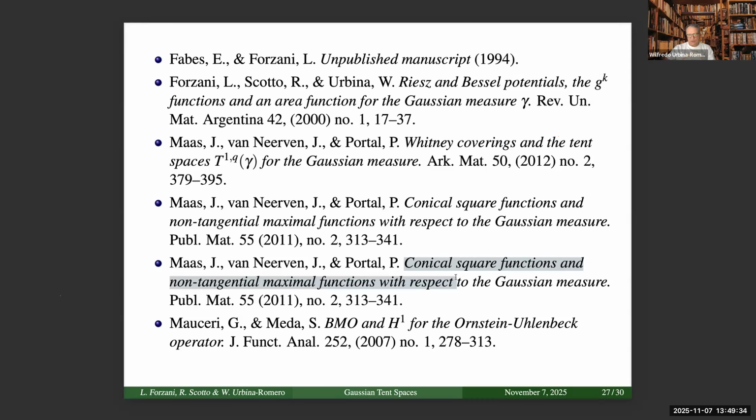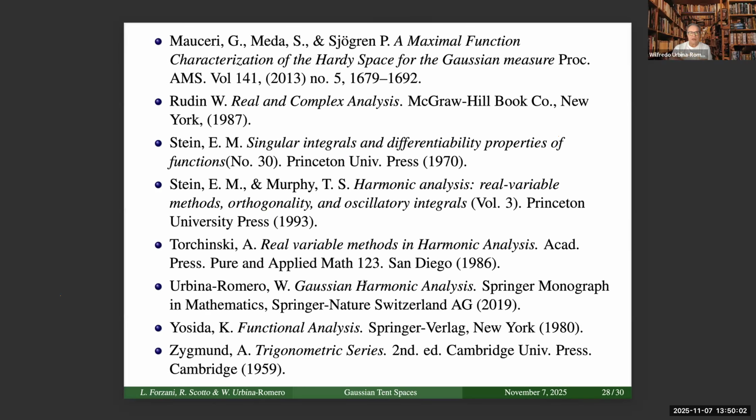The fact that the Gaussian measure is doubling over just the admissible balls is a result by Mauceri and Meda, two Italian mathematicians, where they studied the BMO and H1 spaces. And Mauceri, Meda, and Peter Sjögren have a maximal function characterization of the Hardy spaces. That is an important result too. Well, and that's it.